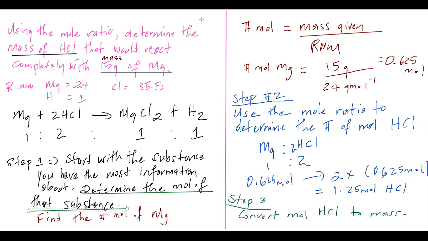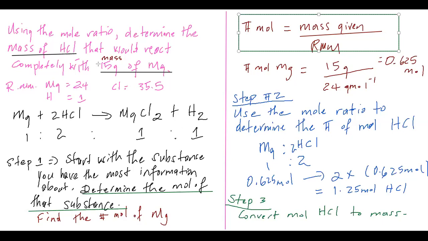So remember, the equation that we use to find the mole of a substance is the mass that is given divided by the RMM of that substance. So we were given 15 grams of magnesium, and the RMM of magnesium is 24 grams per mole. When we divided it, we got the mole to be 0.625 of the magnesium. Now, once we know how many moles of magnesium we have, we can use the mole ratio to tell us about the other substances in that equation.